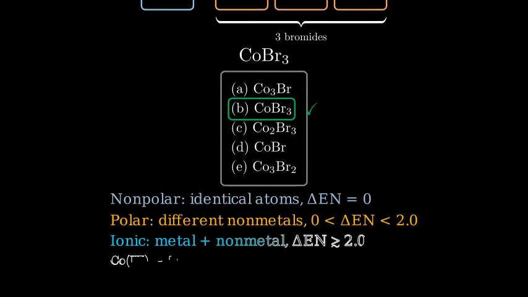Summary. Identical atoms sharing equally gives nonpolar covalent. Different nonmetals sharing unequally gives polar covalent. Metal and nonmetal with transfer gives ionic. And cobalt-3 bromide balances to CoBr3.